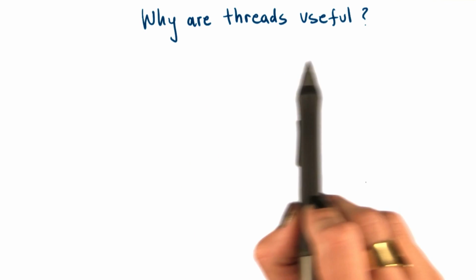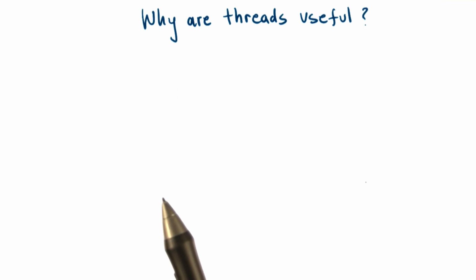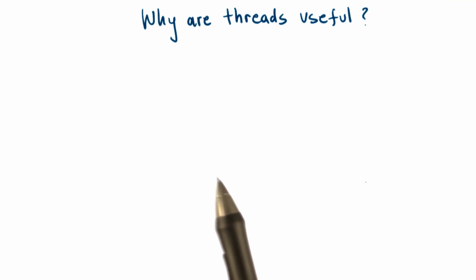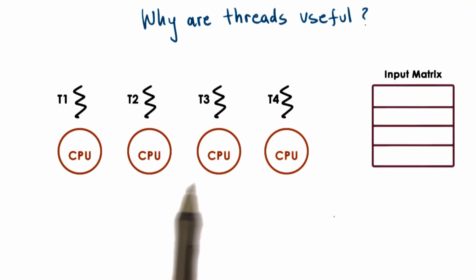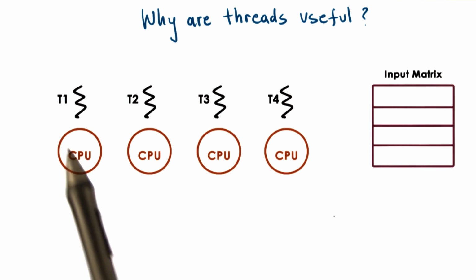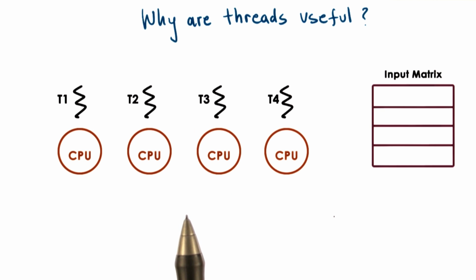Let's now discuss why threads are useful. We will do that by looking at an example on a multiprocessor or a multi-core system. At any given point of time, when running a single process, there may be multiple threads belonging to the process, each running concurrently on a different processor.